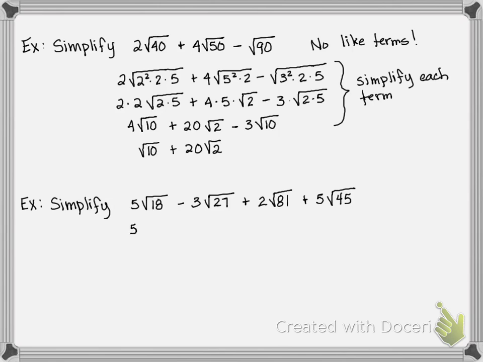So this is 5 times the square root of 3 squared times 2 minus 3 times the square root of 3 squared times 3 plus 2 times the square root of 3 to the 4th plus 5 times the square root of 3 squared times 5.